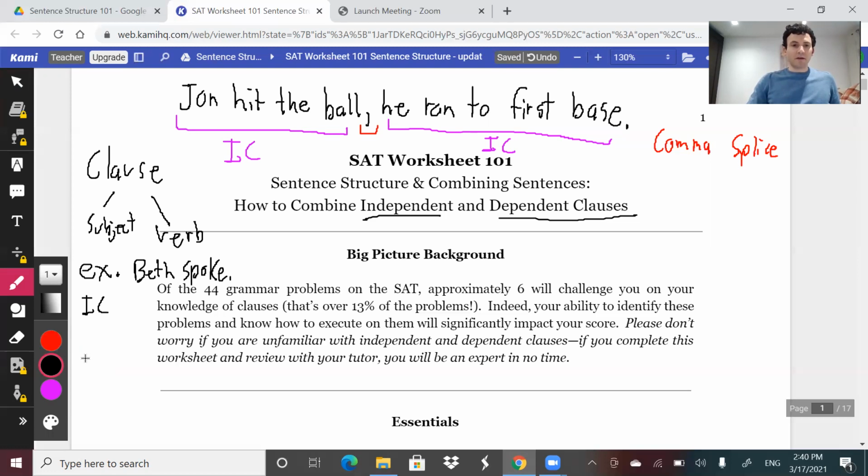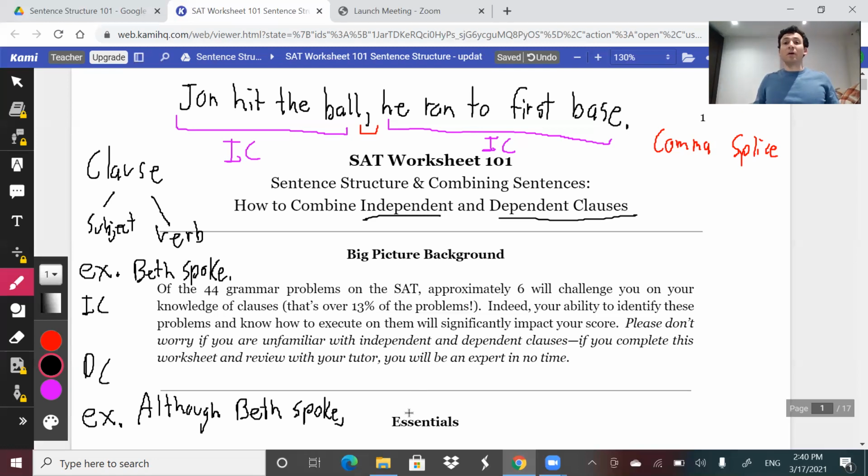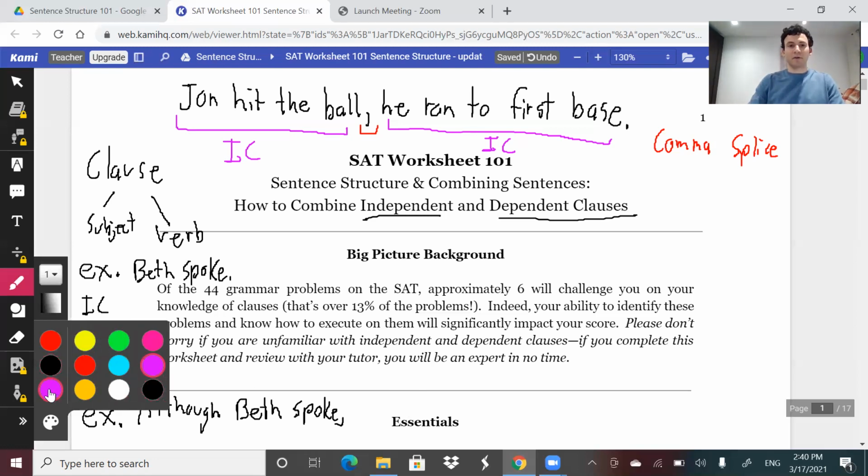So Beth spoke, subject, verb, complete idea, that's an independent clause. An example of a dependent clause, well, a dependent clause will still have a subject and a verb, but the difference with a dependent clause is it won't be able to stand alone as a sentence. You can't put a full stop after it. So an example of that would be if we just put the word although before Beth. Although Beth spoke, as you can see, we haven't really finished our idea. So if you're ever going to use a full stop, you need to have an independent clause somewhere. Every sentence has to have an independent clause at some point to anchor it down.